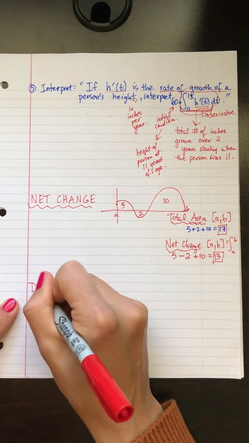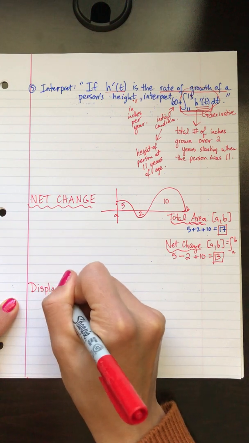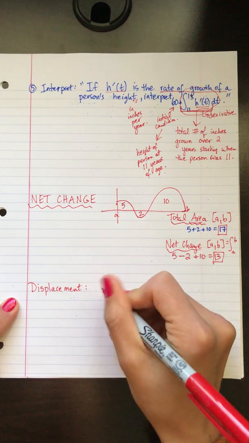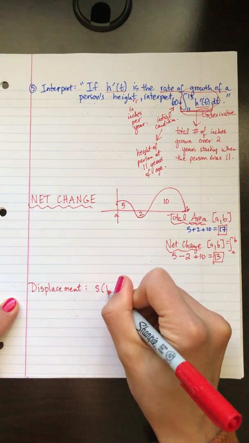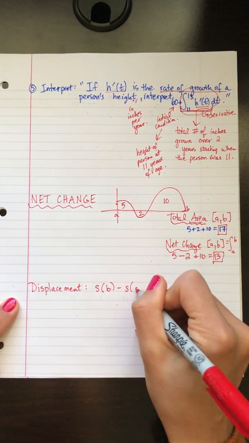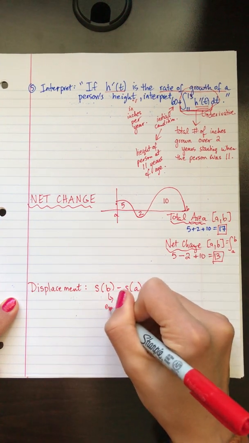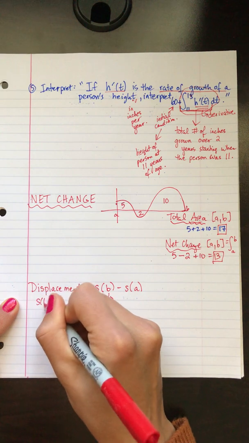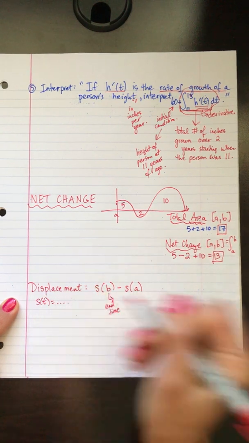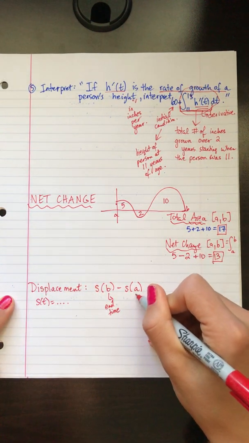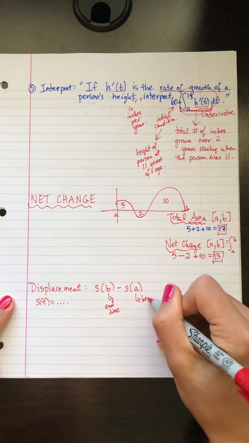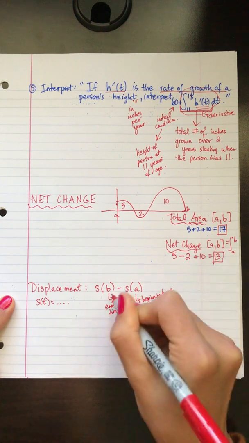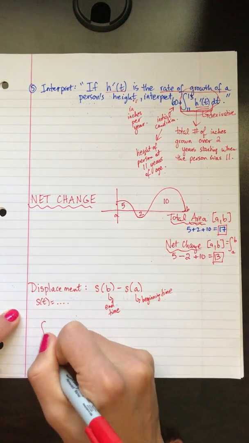The definition of displacement, if you recall, when we learned it in chapter 3, was S of B minus S of A, this being the end time, if you're given some position function, and this is the beginning time. Displacement was this, and I want you to look at something.